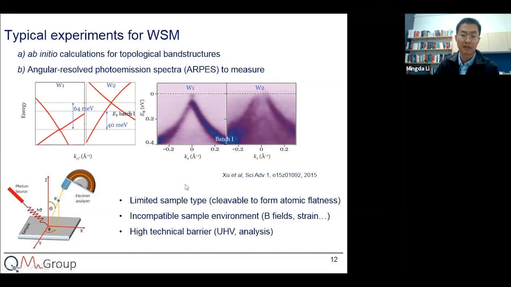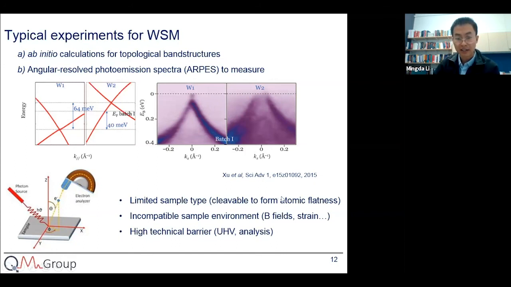But there are some limitations. The materials are very limited: they have to be cleaved into an atomically sharp surface in order to allow this kind of measurement. We cannot in situ add strain or a magnetic field, which would disturb all the signals. They also have a very high technical barrier, such as needing to maintain ultra high vacuum.